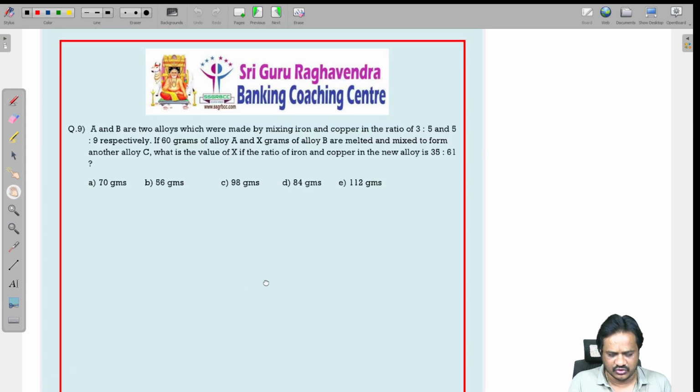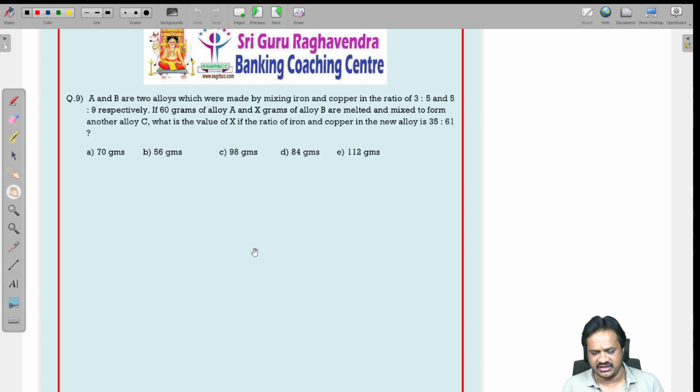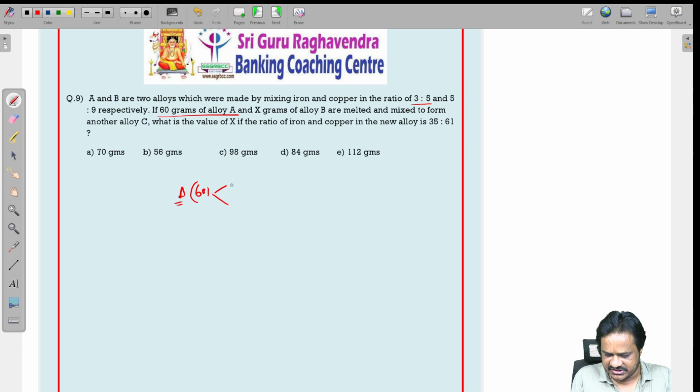A and B are two alloys. Alloys is nothing but the mixture of two or more metals. They are formed by using iron and copper in the ratio of 3:5 and 5:9. If 60 grams of A, we are having alloy A, how many grams? 60. In this there will be iron and copper in the ratio 3:5. So 3 plus 5, 8. 60 by 8 is nothing but 7.5. 7.5 into 3, it is 22.5. 7.5 into 5, it is 37.5.